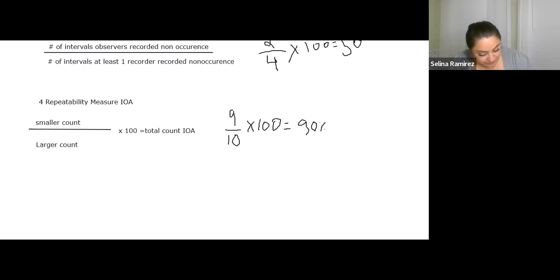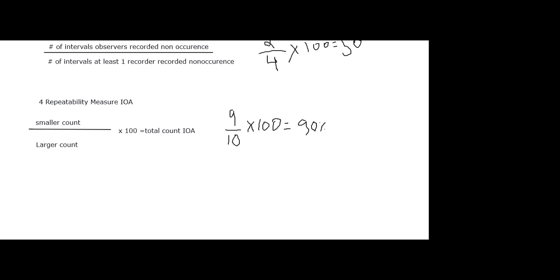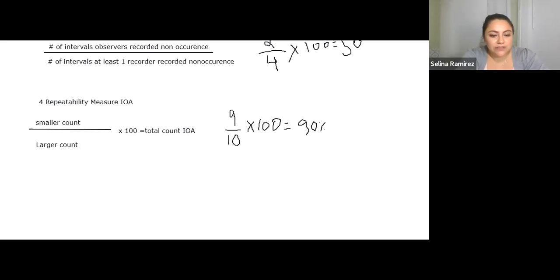So great caution must be used in interpreting total count IOA because a high degree of agreement provides no assurance that the two observers recorded the same instances of behavior. So that's important to know, right? It overestimates the extent of actual agreement. Do we write that somewhere? Yep, overestimates extent of actual agreement.